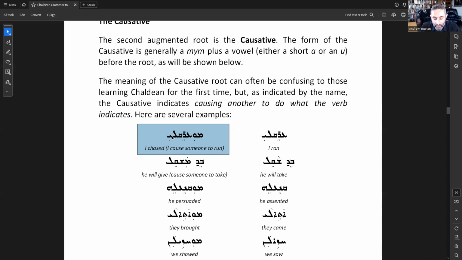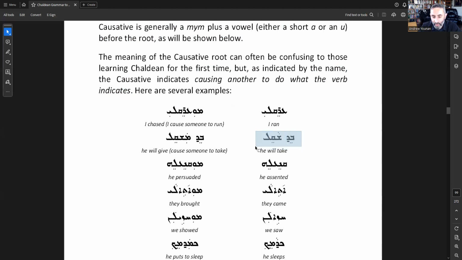So what does mu'raqli mean? This augmentation means to cause someone to do whatever the verb is, to cause some other being than yourself to do whatever the verb is. Look at this other one, bid shaqal, he will take. So here's the future tense. Bid shaqal, he will take. Bid mashqal, he will give, he will cause someone to take. So shaqal is to take, mashqal is to make somebody take, to cause somebody to take.